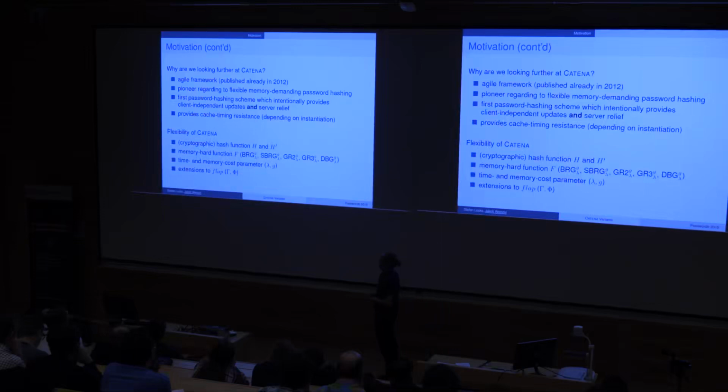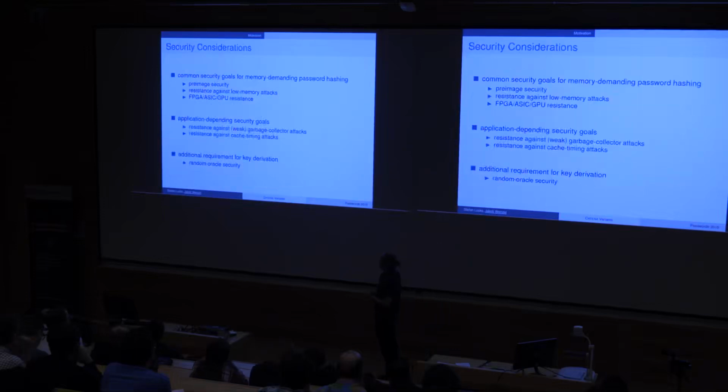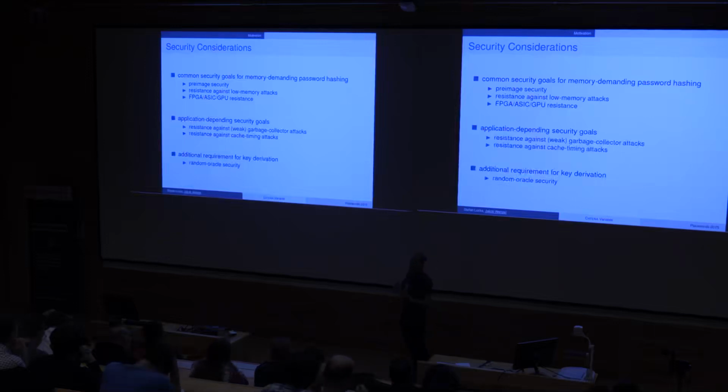which is really good against trade-off or low memory attacks. Okay, so based on the PHC and the discussions, we have certain security requirements we are looking at. The common security requirements are: pre-image resistance, which is always required for password hashing, obviously. Then we want resistance against low memory attacks, because we're looking at memory-demanding password hashing schemes. If you have an adversary which is allowed to use low memory and still get the password hash in adequate time, it does not really make sense.